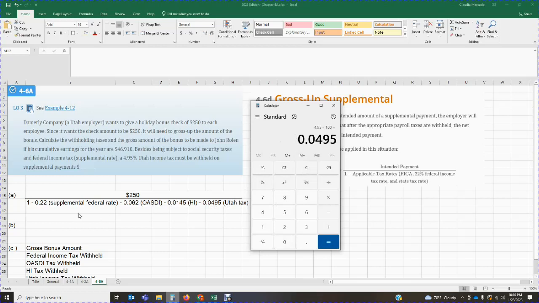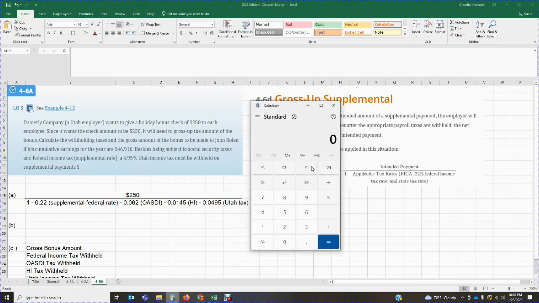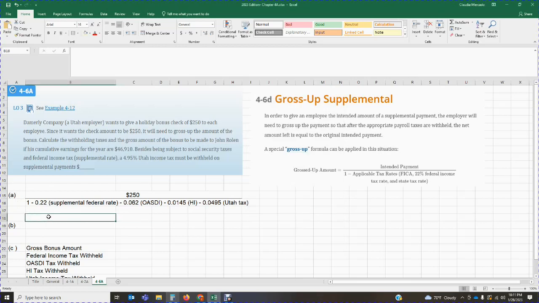So we are going to use the supplemental rate of 22% for my federal, which they tell you to do in the formula. And then we have our OASDI, our HI, and our state tax of 4.95%. So we're going to get our calculator out and do some math. 1 minus 0.22 minus 0.062 minus 0.0145 minus 0.0495 gives me 0.654.